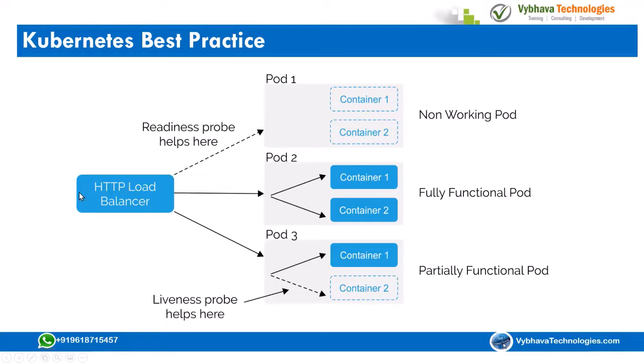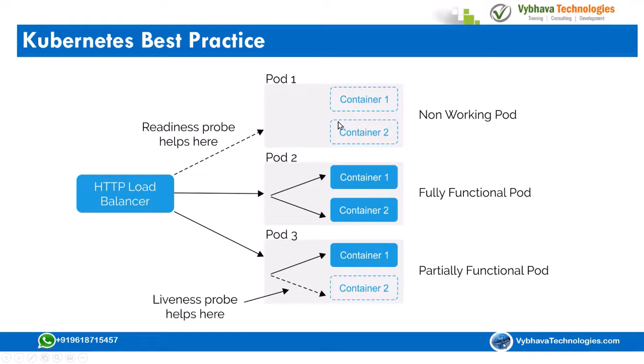If you take the example of a real-time application, the entry point will be an HTTP load balancer. In the load balancer, what we are going to keep is a service, right? So this service definition, the service YAML file, will have this load balancer definition. There it is going to have the readiness probe, so it is going to help check which pods are available and ready. If they are not ready, then don't send. If they are ready, send that traffic. This is where the readiness probe helps.